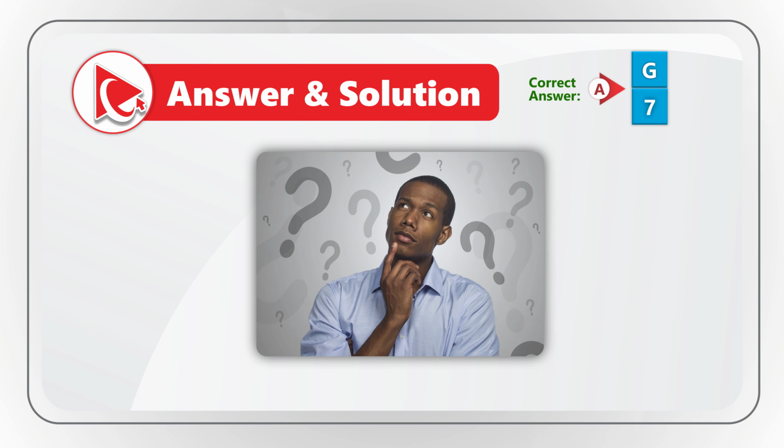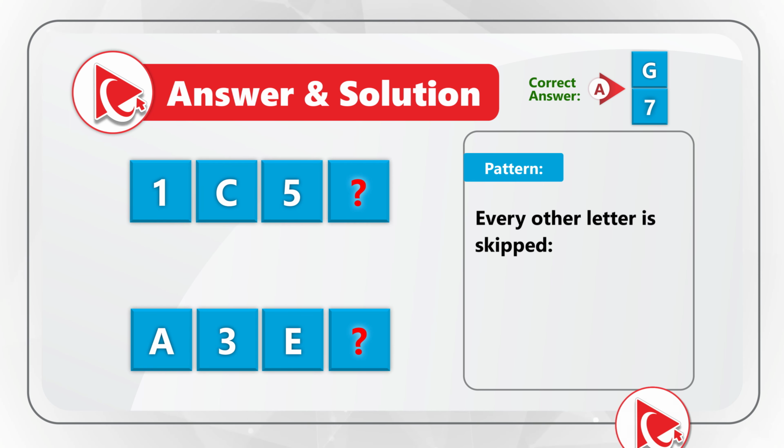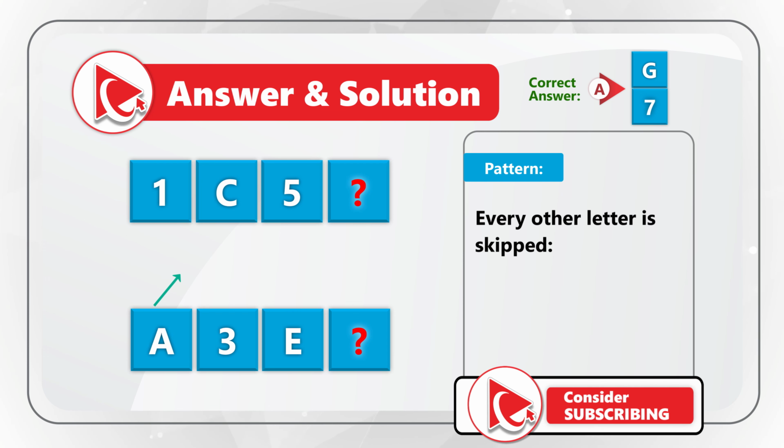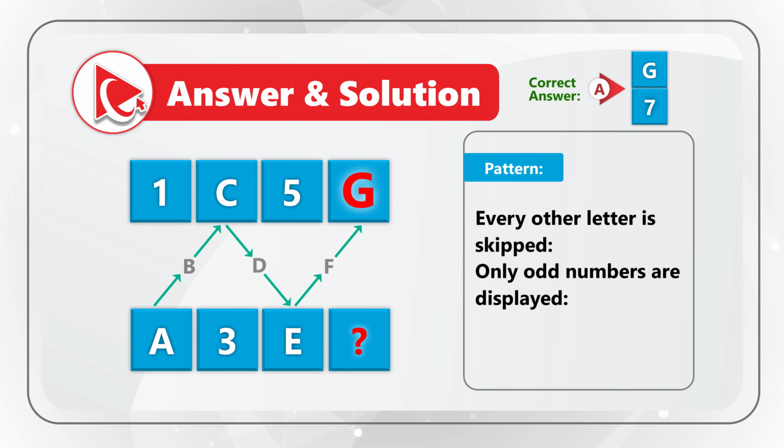And here's why. I see the pattern that every other letter is skipped. If we start with the bottom letter A, then comes letter B, but then we see letter C in the second column. Then comes letter D, which is skipped, and then we see the letter E, which means that the letter F will be skipped, and we will see the letter G. The same is true for the numbers, because only odd numbers are displayed. We see numbers 1, 3, and 5. Numbers 2, 4, and 6 are skipped, which means that the missing number is 7. This is why I believe the correct choice here is choice A, G7.